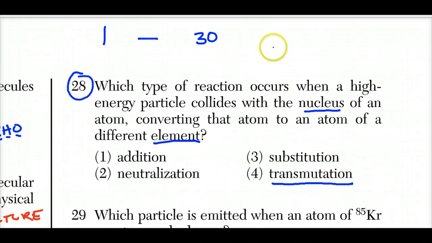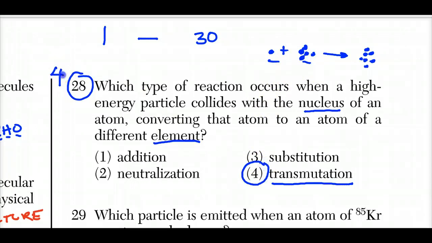The nucleus is changing. What they're really describing is artificial transmutation, where you have one particle colliding with another nucleus to give a brand new nucleus. And this is artificial because you need to slam these guys together. Usually a particle accelerator can do that, or some other type of reaction setup that's not natural. So 4 is the transmutation. It describes how the nucleus changes.